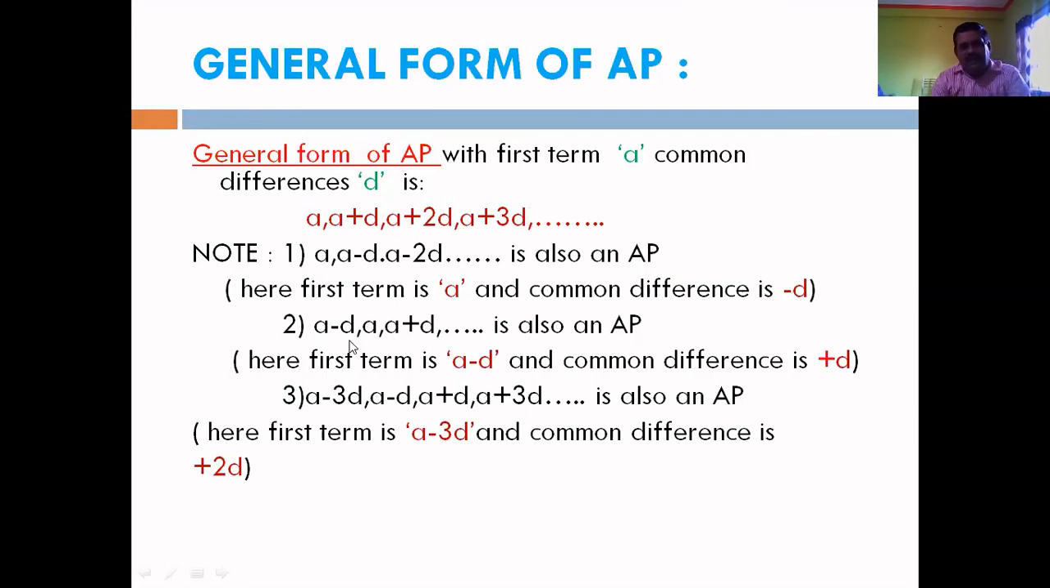We can have another AP in the form of a minus d, a, a plus d, and so on. Here the first term is a minus d and the common difference is plus d. In the third example, we have a minus 3d, a minus d, a plus d, a plus 3d. This is also an AP with first term a minus 3d and the common difference is plus 2d here.